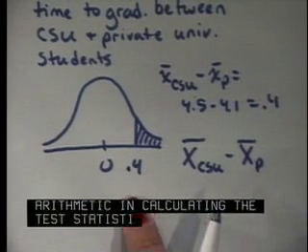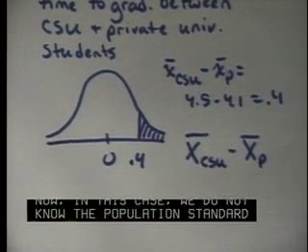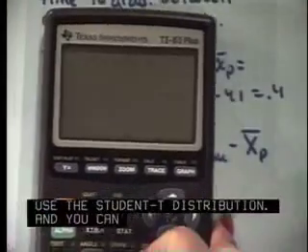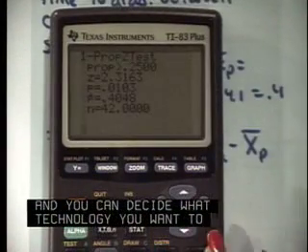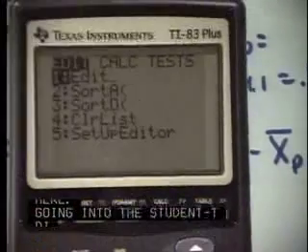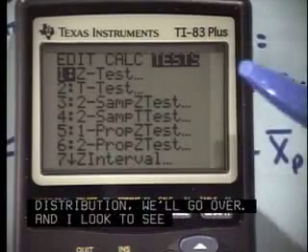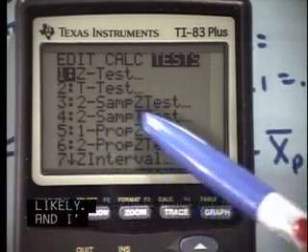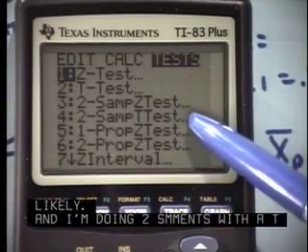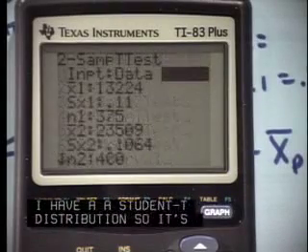Now in this case, we do not know the population standard deviations, so we're going to use the student t distribution. And you can decide what technology you want to use on here. Going into the student t distribution, I look to see what fits most likely, and I'm doing 2 samples with a t-test. I have a student t distribution, so it's a t-test, and I have 2 samples. So we'll press number 4.